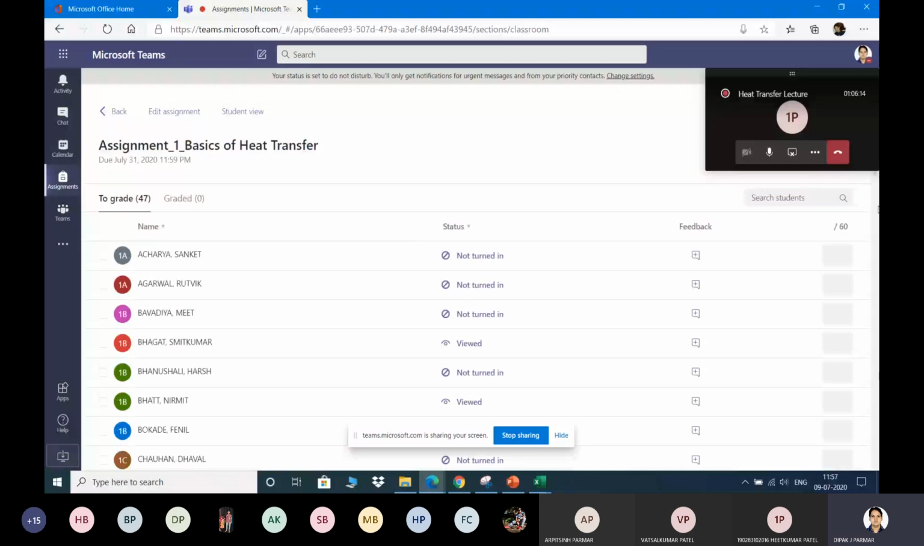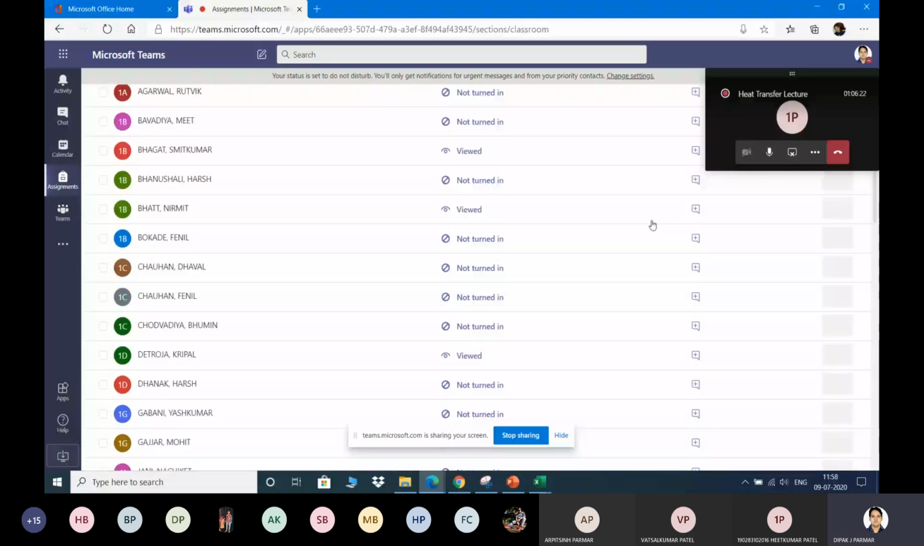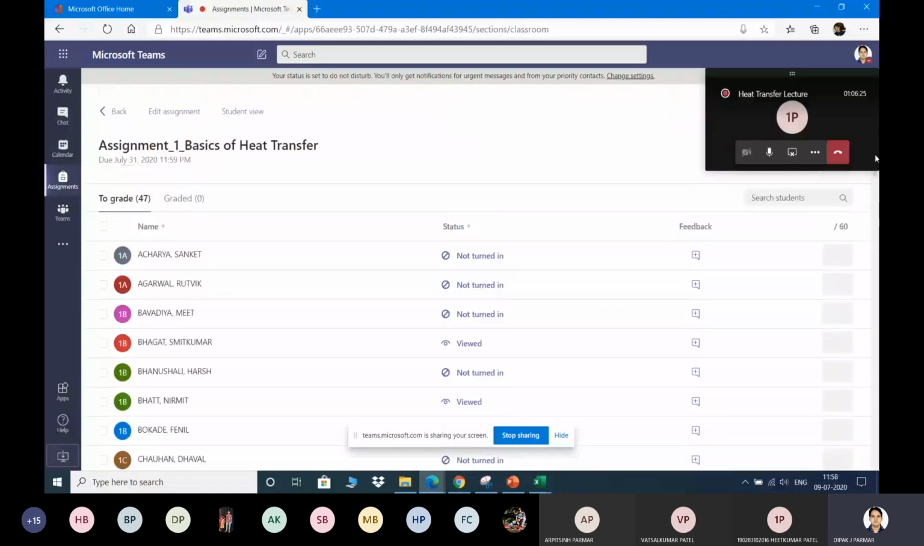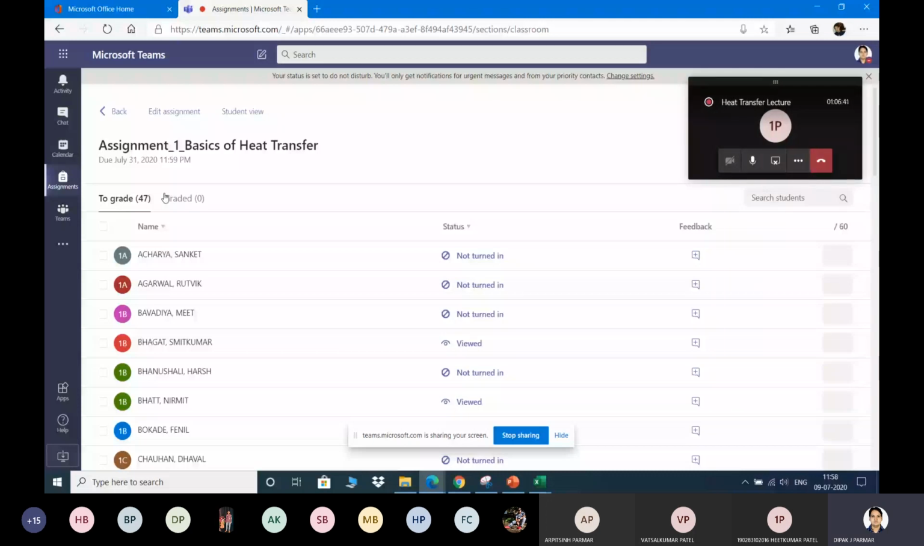In my case, as I am admin, it is showing that I have assigned it to 47 people here, and that Nirmit has viewed it. In your case, it will open your assignment. When you click on this, the assignment page will open, and it is nothing but your Word file. You can either open it or download it. The number of questions is mentioned here. You can solve these numericals, as I mentioned, using Excel, or typing in Word, or in a notebook, scanning it and submitting it back. This is the assignment which I have shared with you.